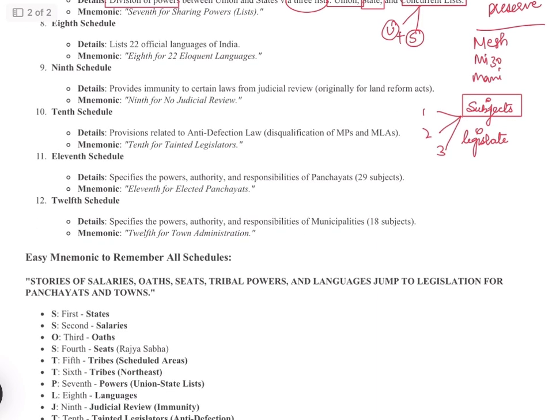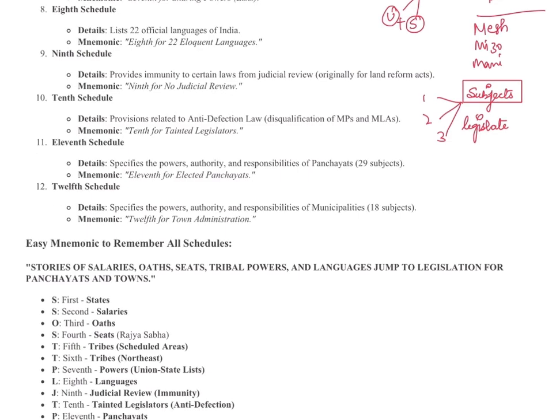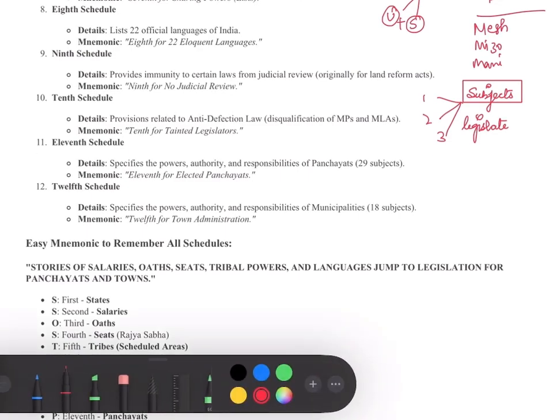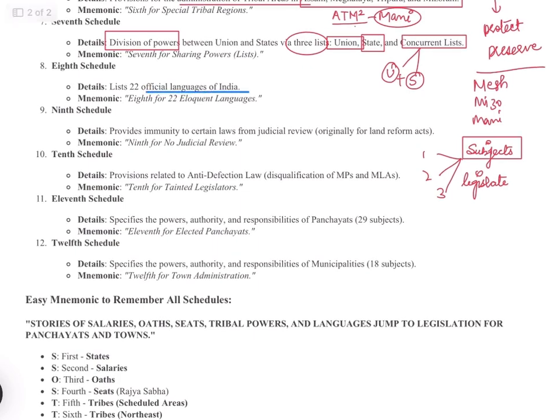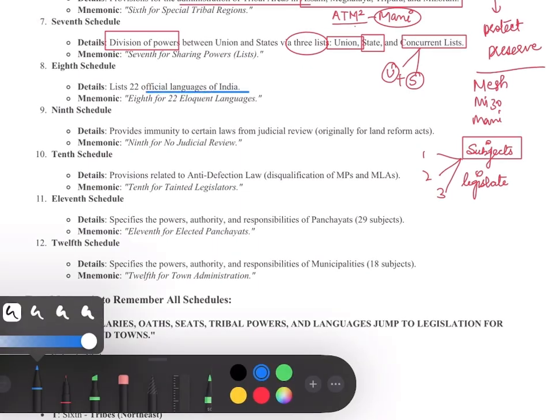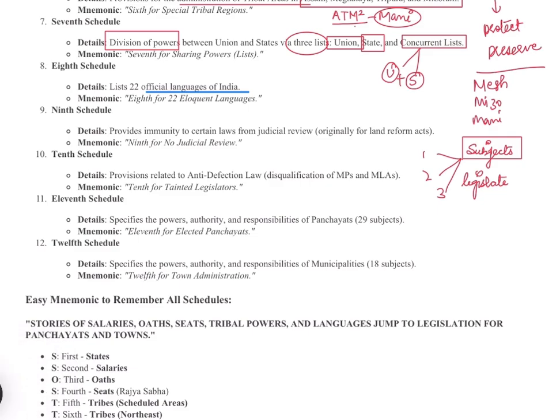Next one is the eighth schedule. This schedule talks about the official languages of India. In India we have recognized around 22 official languages. One thing you have to remember is that in the eighth schedule, under the 22 official languages, we don't have English as an official language of India.